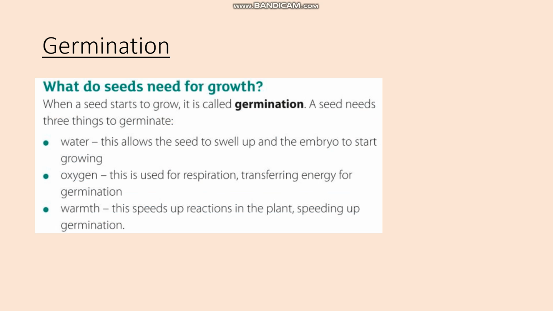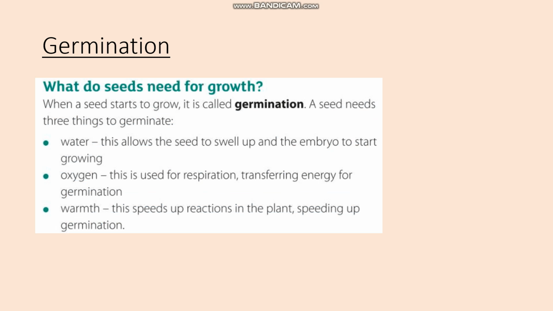Now, in order to do that, it needs certain things. It firstly needs water. This will allow the seed to swell up and the embryo inside to start growing. Oxygen is then used for respiration. So again, like animals, respiration needs to take place, the conversion of food into energy. And warmth is required as well. This will help to speed up reactions within the plant itself.